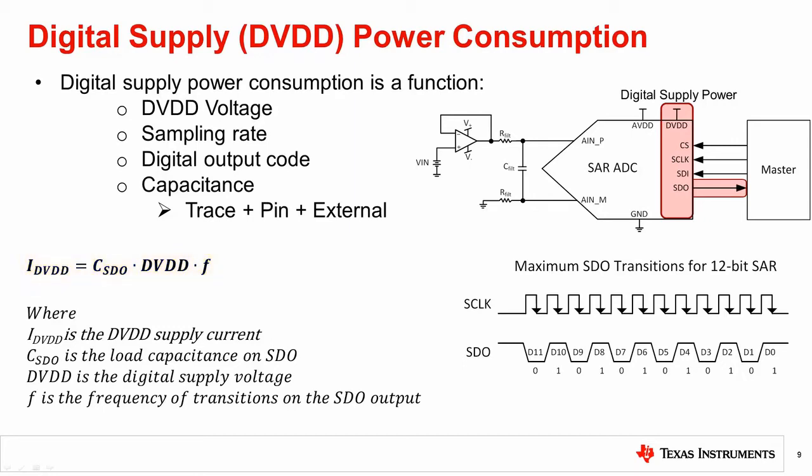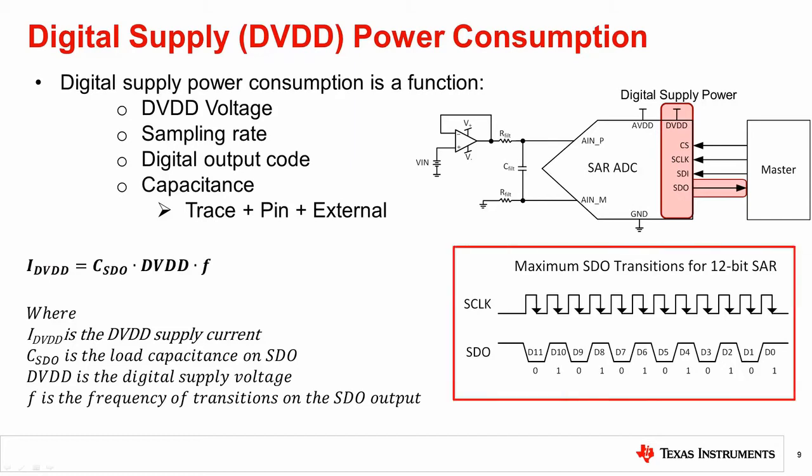More output transitions from low to high or high to low on the SDO line will result in more current draw. The worst case scenario from a current draw perspective is if every other bit on the SDO output alternates. The maximum number of SDO transitions for a 12-bit SAR ADC is shown in the timing diagram graphic on the right.